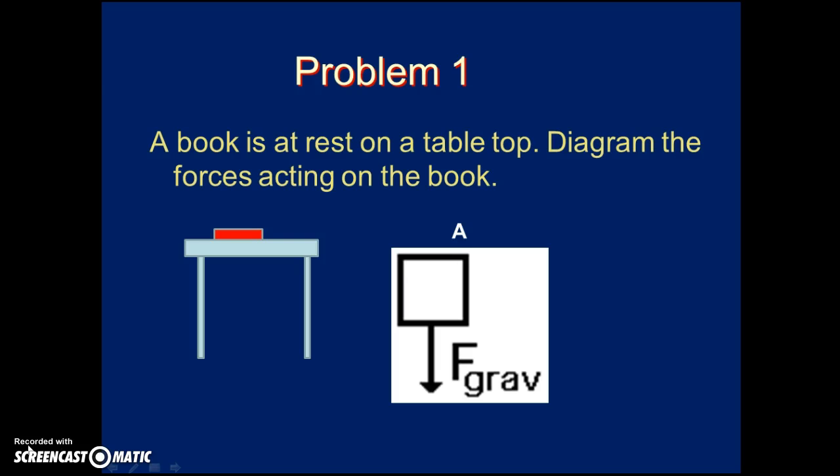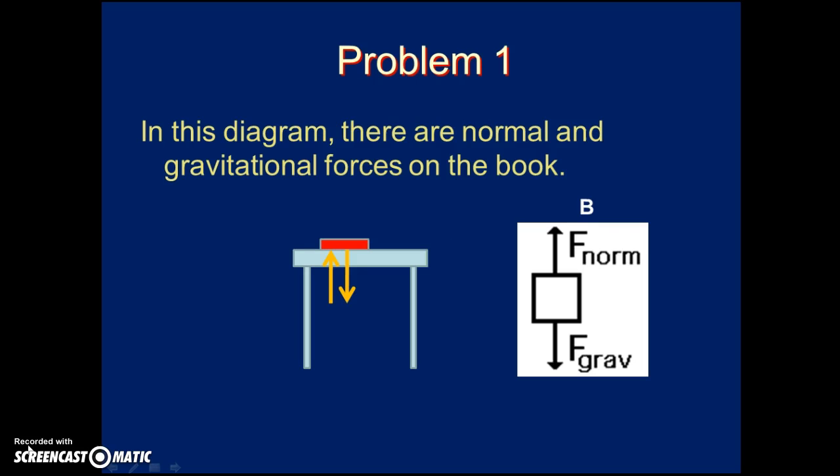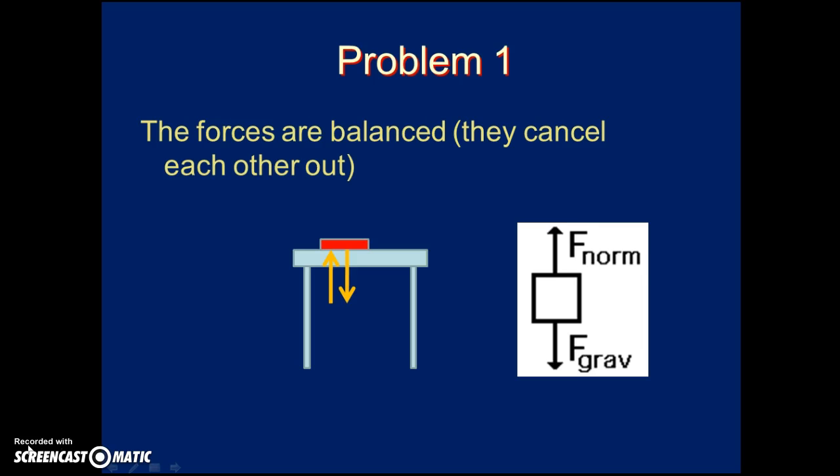If you chose A, we do have gravity acting on the book, but what's keeping the book from falling through the table? Why don't you click the button to review your diagrams and try again. B is correct. We have both a gravitational force pulling the book down and a normal force of the table pushing back up on the book, so that it actually sits there at rest. These forces are balanced, which means they cancel each other out.